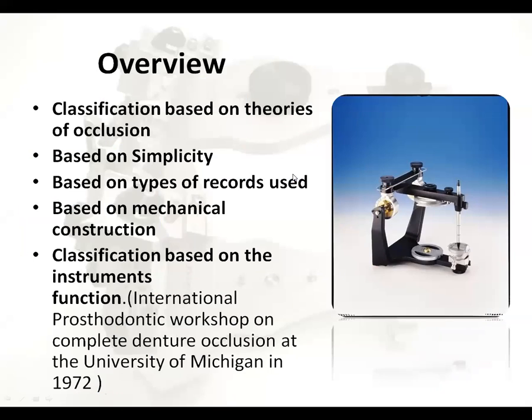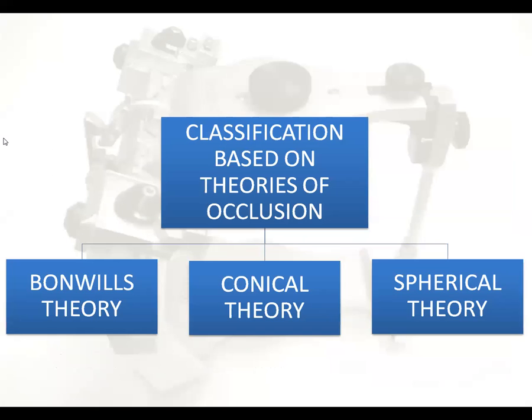Now basically, as an overview, the classification of your articulator is divided into four categories. The first one is the classification based on the theories of occlusion. Next is based on the simplicity of use. Then based on the types of record we use for the fabrication of prosthesis. Then based on the mechanical constructions. And the most commonly used classification is the classification based on the instrument function, which was given in 1972 in the workshop for computation fabrication.